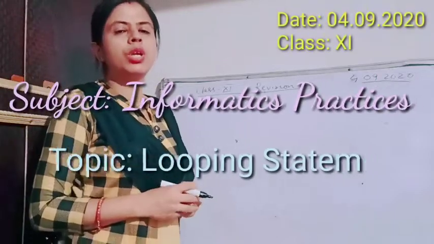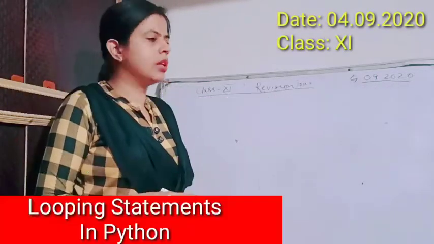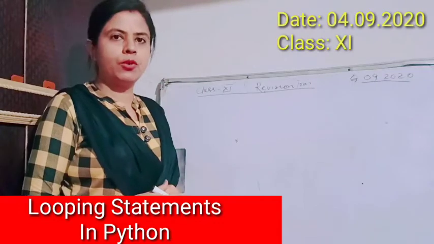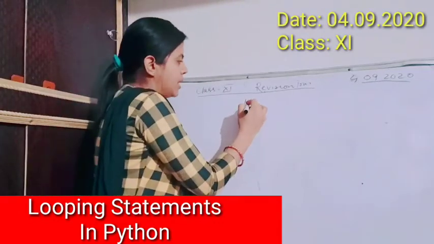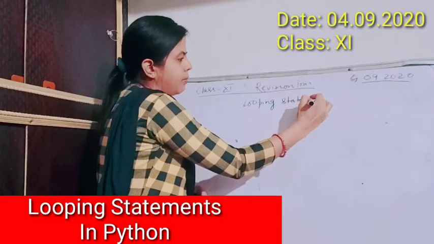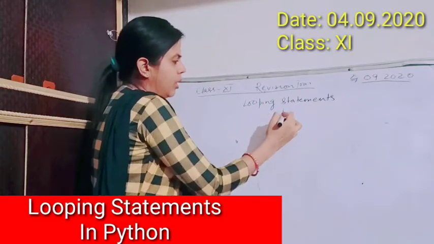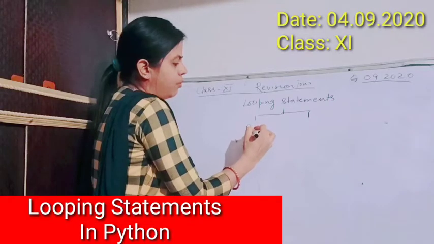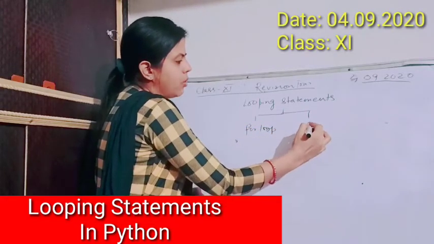Everyone and welcome to the revision class of Python. So today I am going to explain about the looping statements. So basically, as we have already learned, there are two types of looping statements in Python. First one is the for loop, second is the while loop.